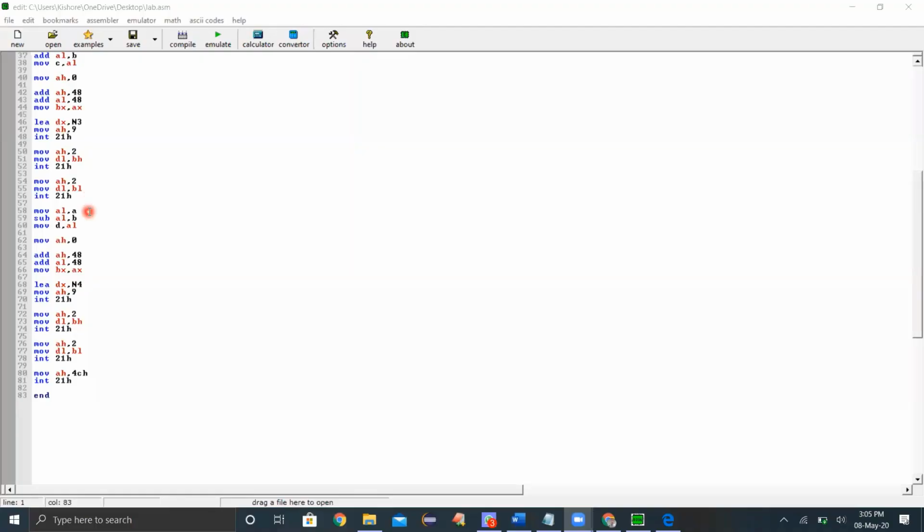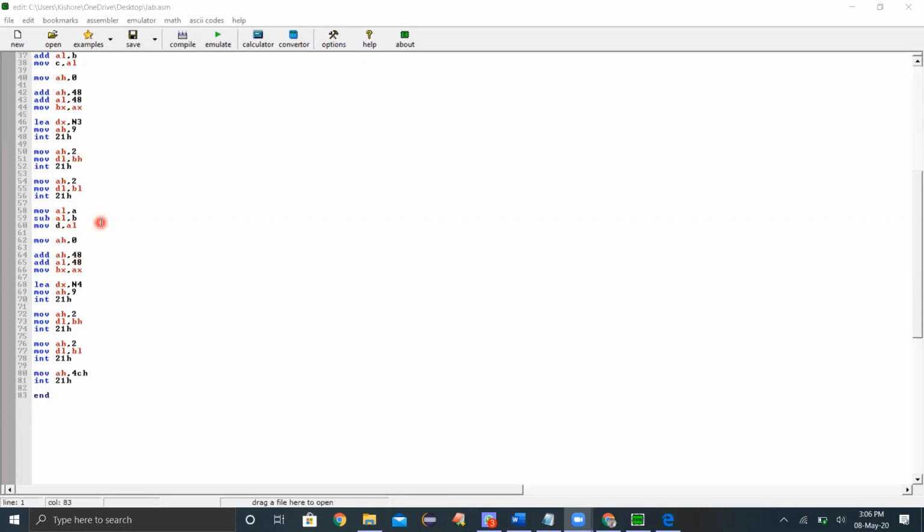Now addition is completed. Now comes subtraction. First, A is stored in AL, because AL has some other addition value. That's why we again store the A value in AL and perform the subtraction operation. SUB AL comma B subtracts B from AL. AL minus B is stored in AL. That AL value is again stored in the D register.